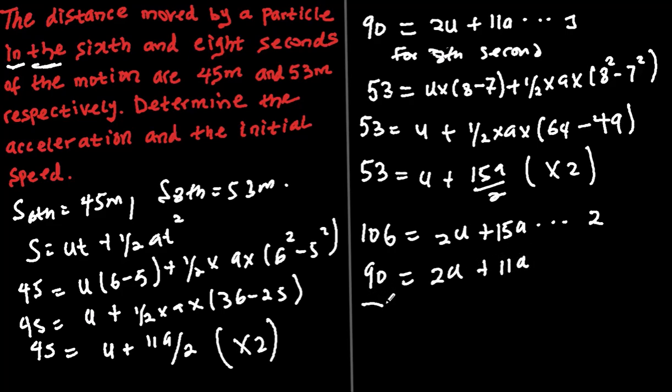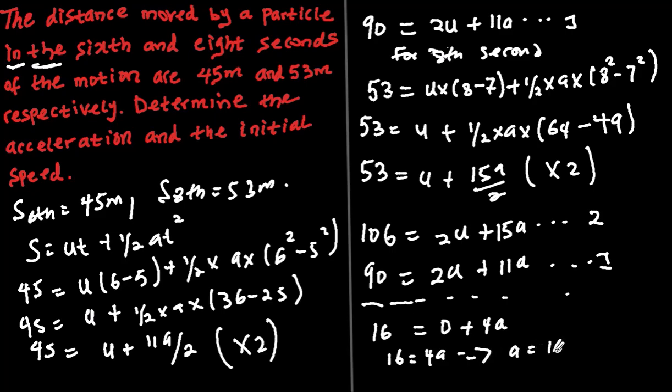So what we'll do is we'll subtract equation 1 from equation 2. 106 minus 90, that should give us 16 equals 2u minus 2u is 0, 15a minus 11a is 4a. So 16 equals 4a. Then I'm going to have a equals 16 over 4, which is practically 4 meters per second squared. So the acceleration is 4 meters per second squared.